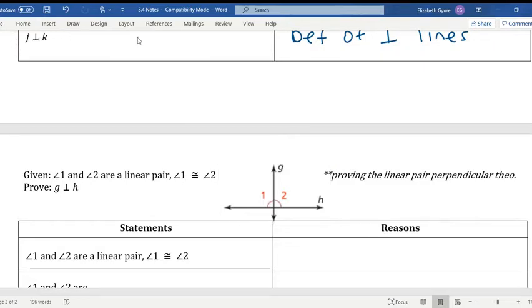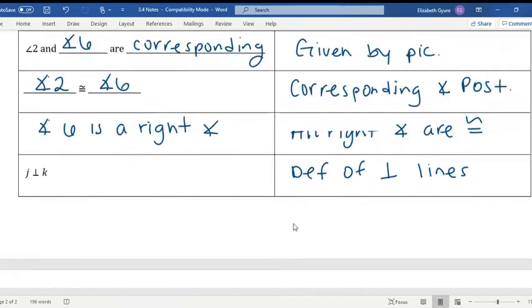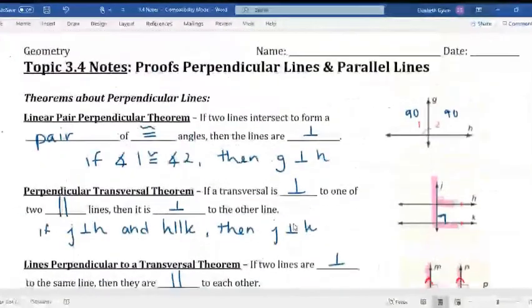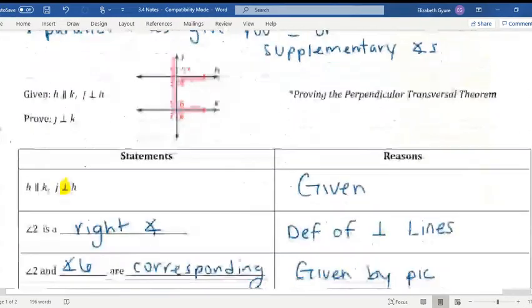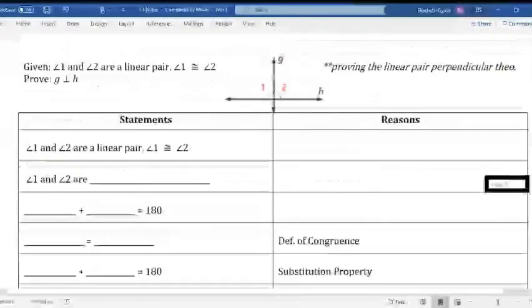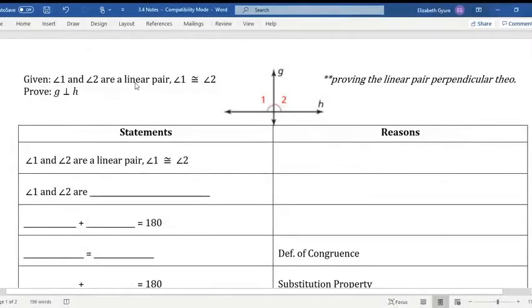So now what we're gonna do, we've seen this picture before, haven't we? We saw that up in our first theorem here. We're gonna prove our first theorem. So we're gonna prove the linear pair perpendicular theorem. So we're gonna explain why it works. So we are given that angles 1 and 2 are a linear pair and that angle 1 is congruent to 2. We want to prove that since these are a linear pair and congruent, G will have to be perpendicular to H. So we're going to explain why that works.